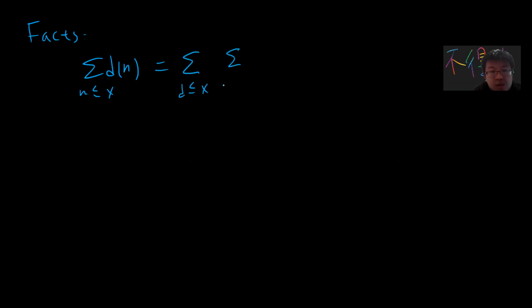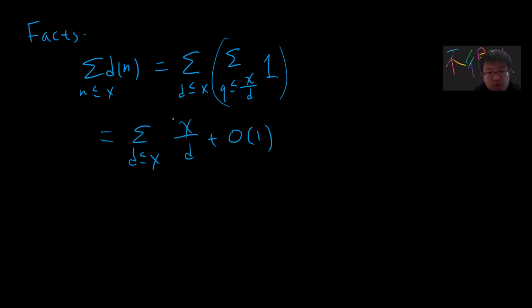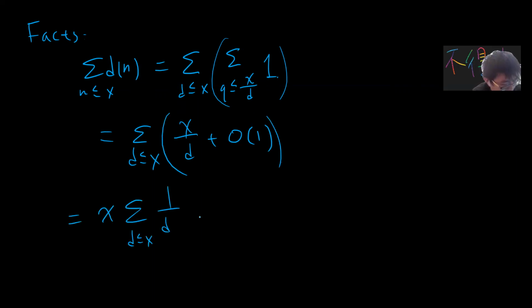Now one can write the inner count as x divided by d plus O of 1. Sum over this and you get x times the sum of 1 over d for d less than or equal to x, plus O of x.